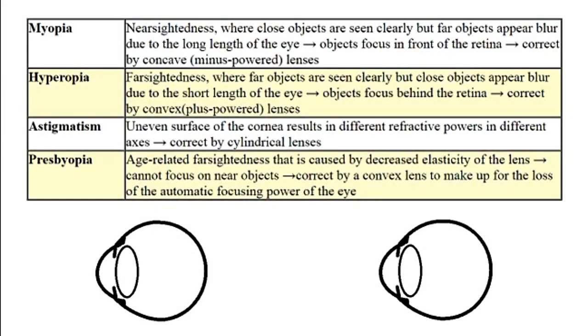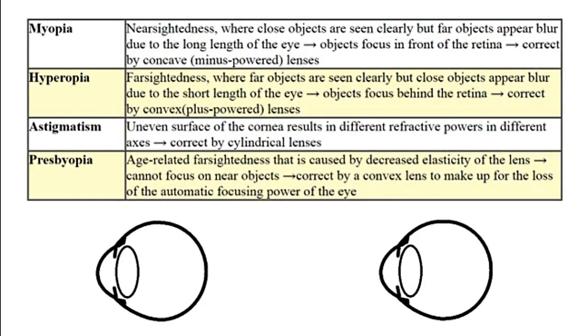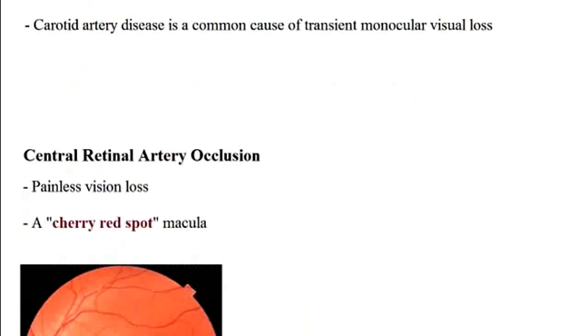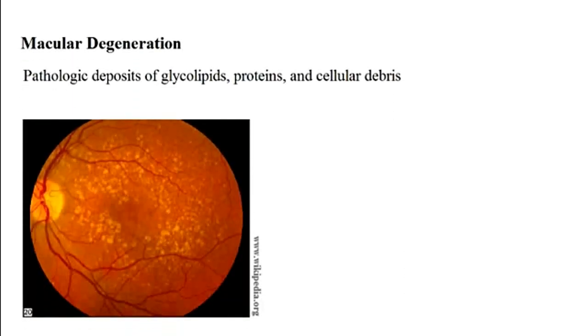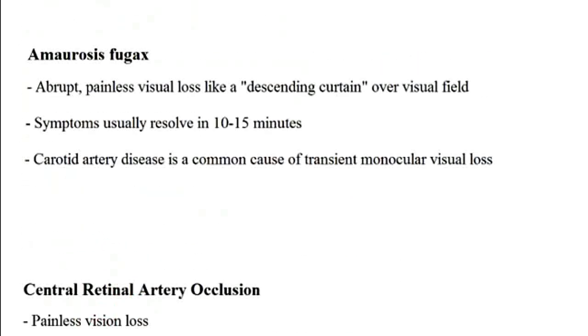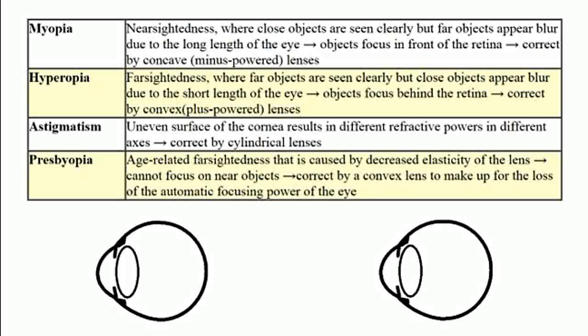Here I'm going to discuss some ocular terminologies that you will have to know for your Step 1 exam, and then after that move on to pathological eye conditions like Amaurosis Fugax, central retinal artery occlusion, as well as macular degeneration, which you will have to again know for your Step 1 exam. And these conditions will continue to show on Step 2 as well as Step 3 exam. So these are very high yield topics.